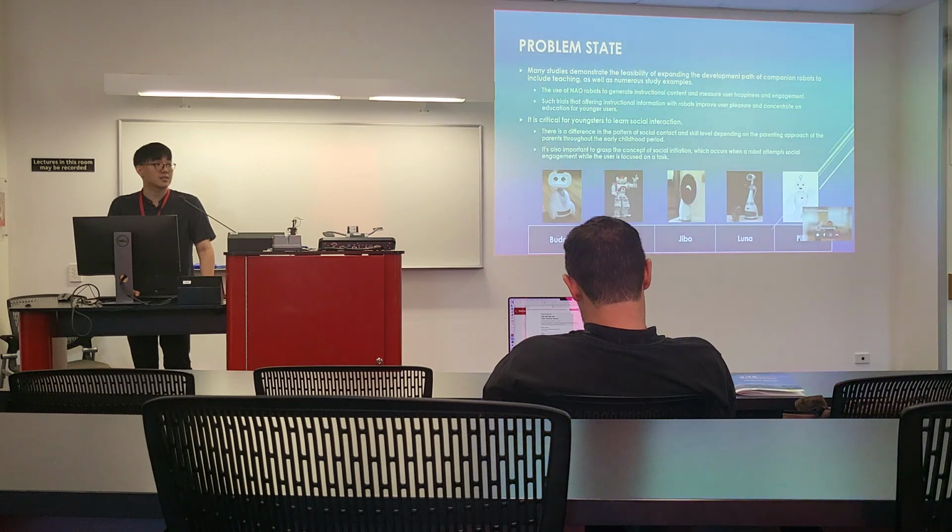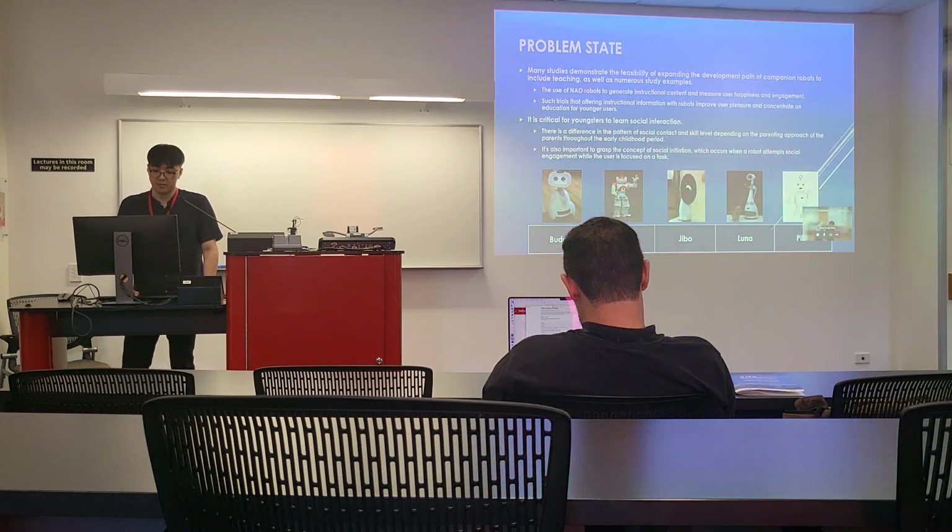The second thing is that it's critical for youngsters to learn social interaction. There is a difference in the pattern of social contact and skill level based on the parenting approach of the parents throughout the early childhood period. And it's also important to grasp the concept of social initiation, which occurs when a robot attempts social engagement while the user is focused on a task.